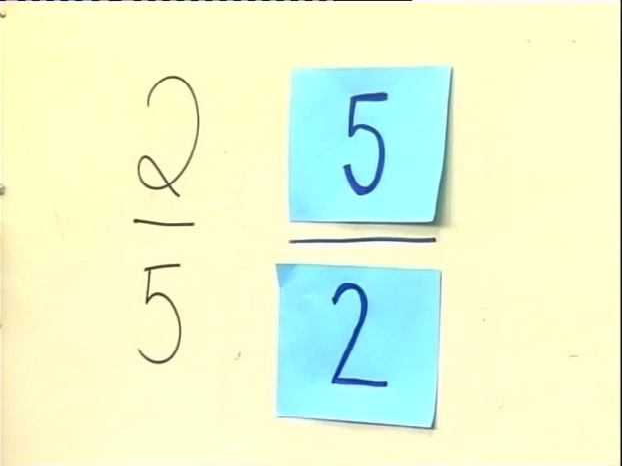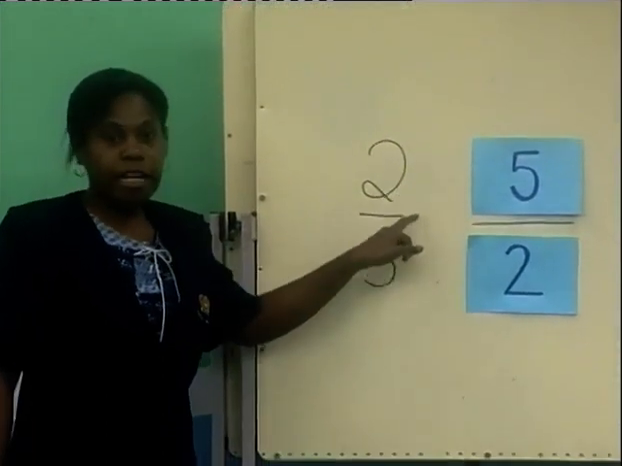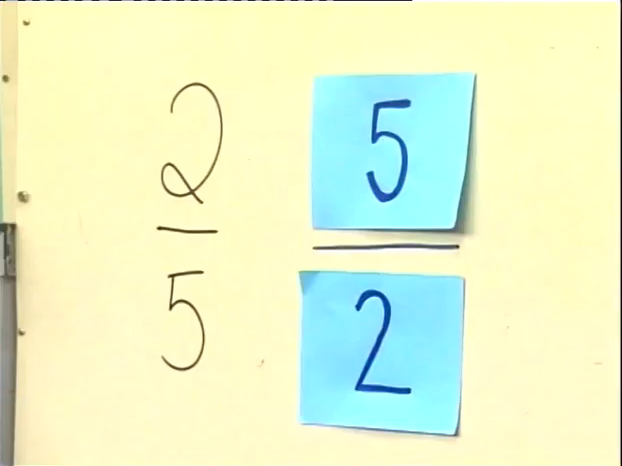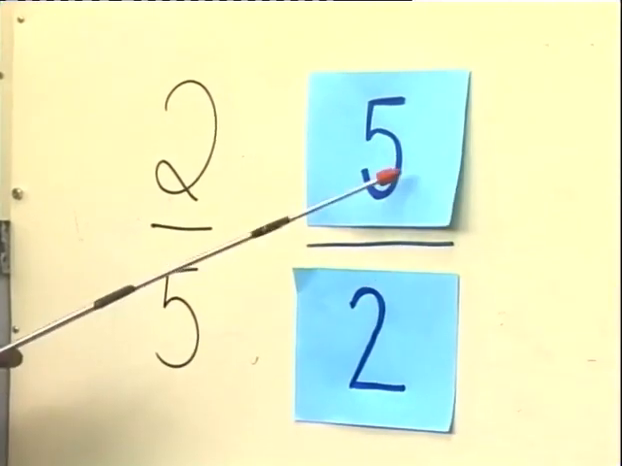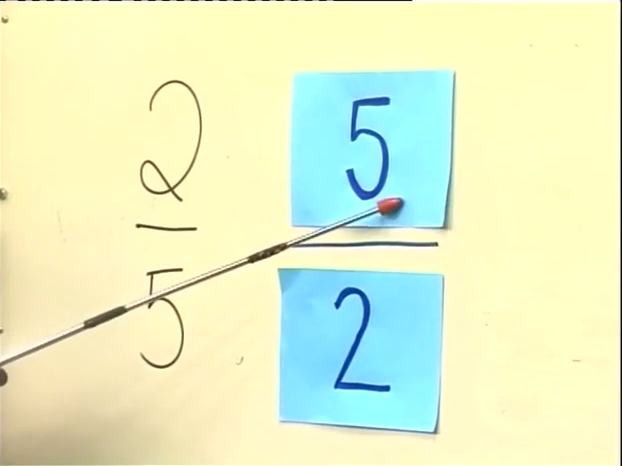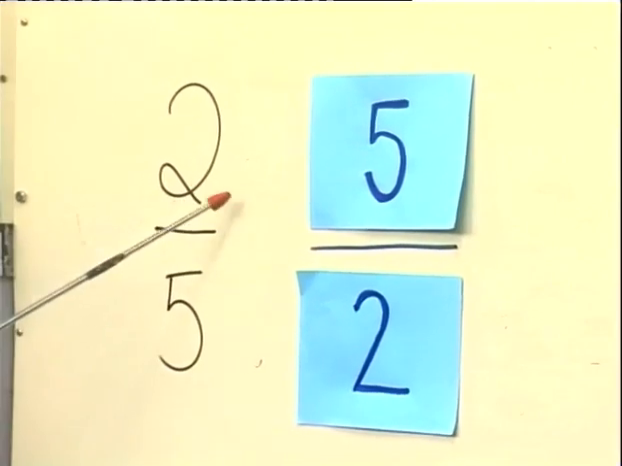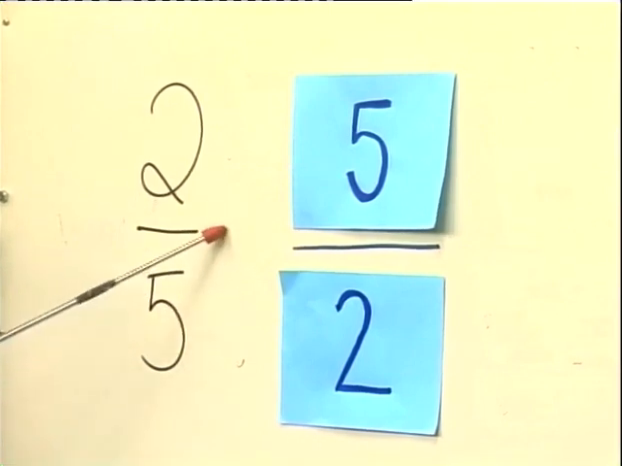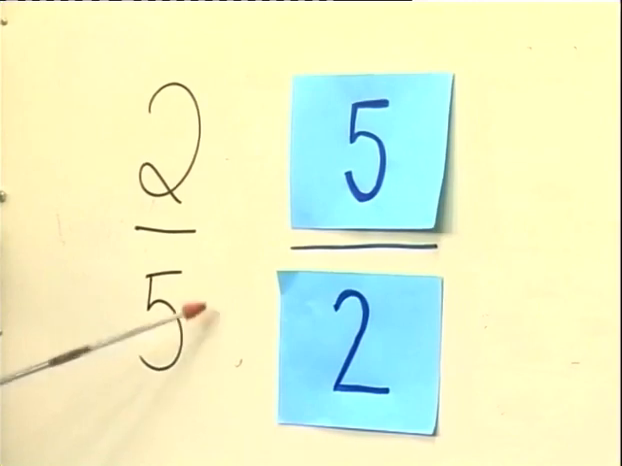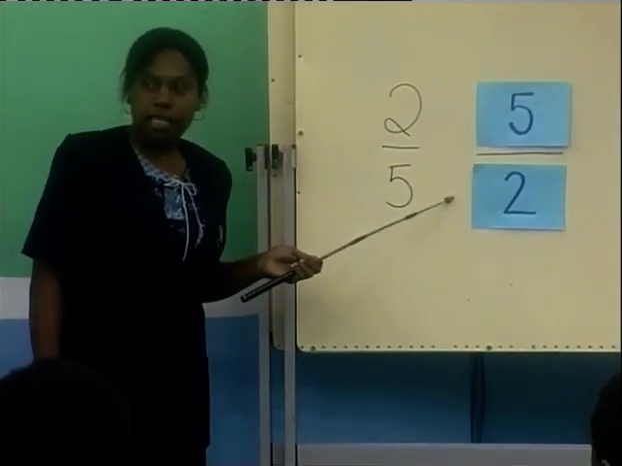5/2. All right. What has he done with 2/5? He's changed the fraction; the 5 comes up here. 5 becomes the numerator and 2 becomes the denominator. So when you want to get the reciprocal of a fraction, the denominator becomes the numerator and the numerator becomes the denominator.